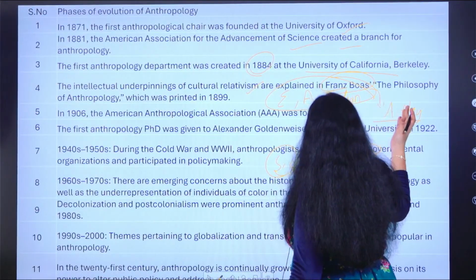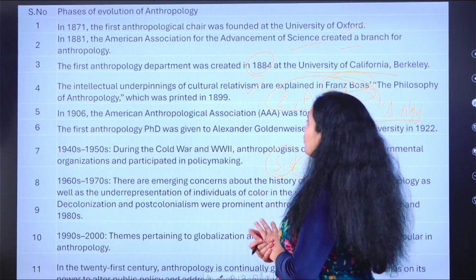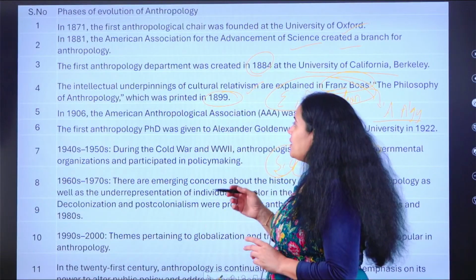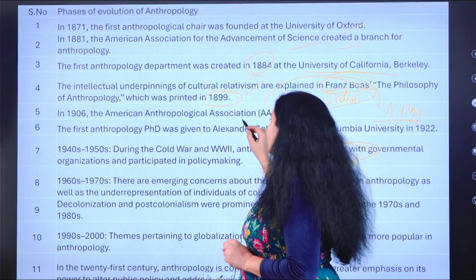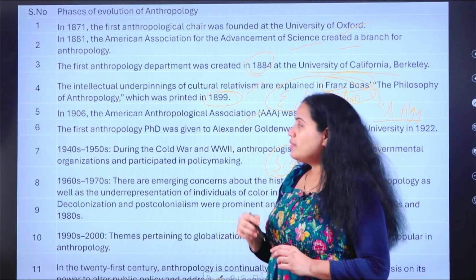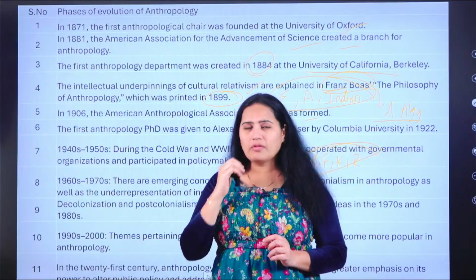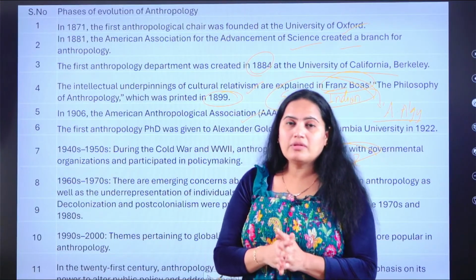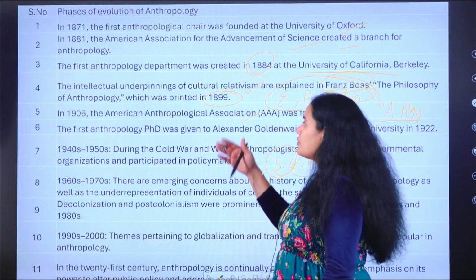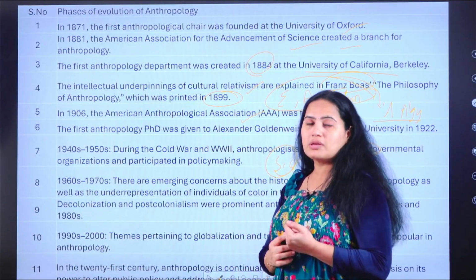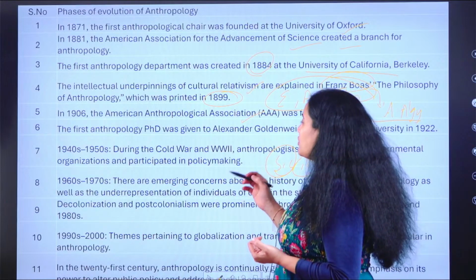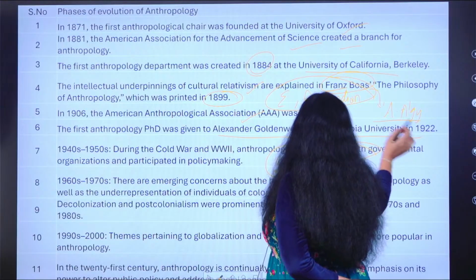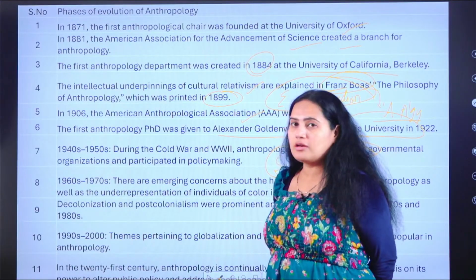He authored a book called The Philosophy of Anthropology, which was printed in the year 1899. Then in 1906, the American Anthropological Association was formed, because of various anthropologists who worked very hard in America, like Lewis Henry Morgan and Franz Boas. Because of that, the American Anthropological Association was established, and then the first anthropology PhD was given to Alexander Goldenweiser by Columbia University in the year 1922.